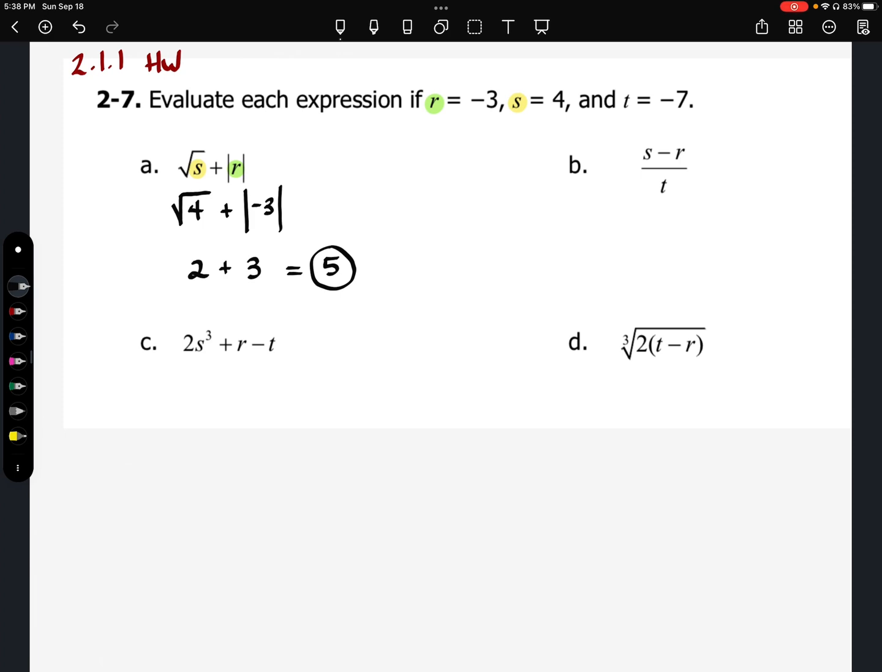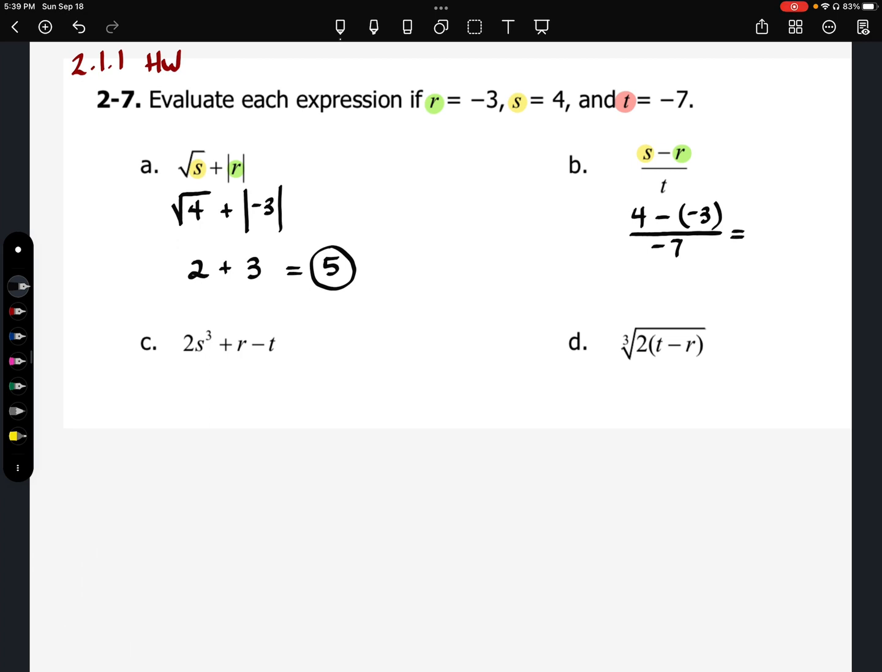For letter B, we're going to substitute in for S, for R, and also for T on this one. So we have S minus R, which means we have 4 minus -3. You've got to be careful there, because the minus that is in the problem already still stays in there, and then you're adding in another one with the -3. And that is over our t value, which is -7.